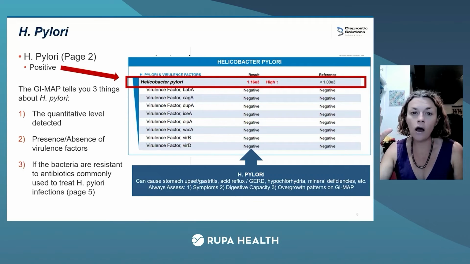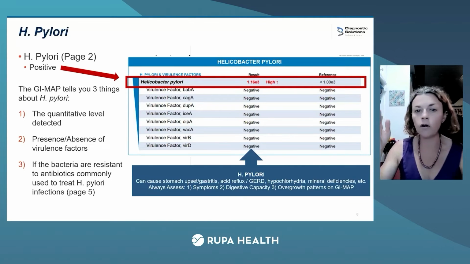We have a nice table of the virulence factors in our GI map interpretive guide, which I'm going to talk about at the end. If you don't have a copy of that, you need to get one. You can download it. So you don't really need to commit these virulence factors to memory, but if you ever have a positive, you can refer to that table.